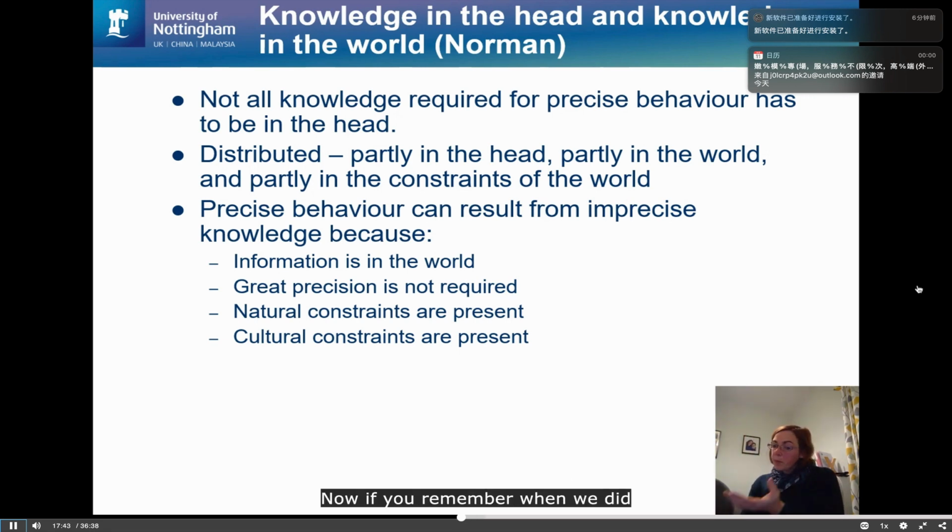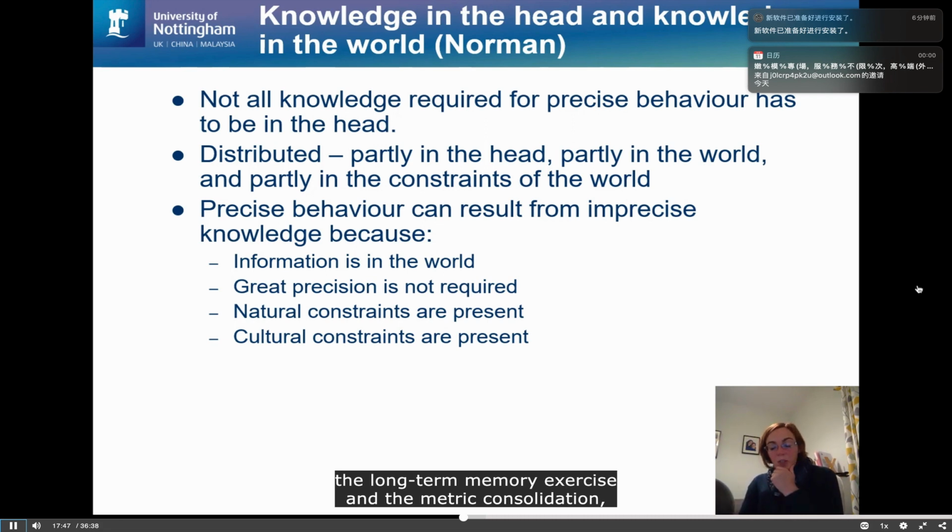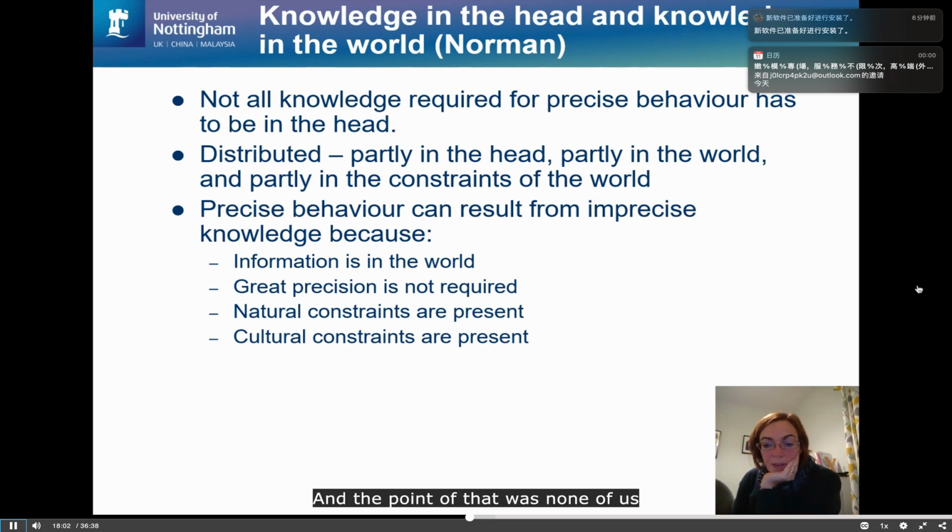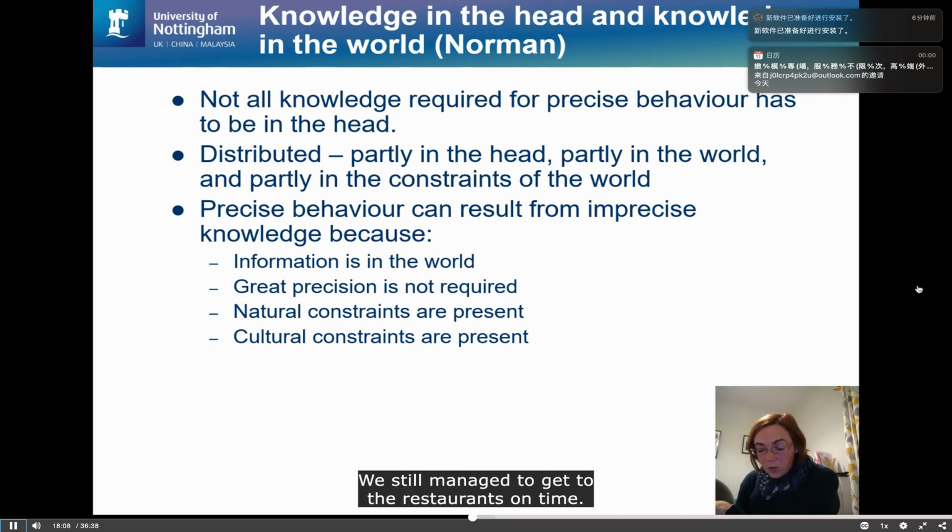Now, if you remember, when we did the long-term memory exercise in the lecture consolidation, I asked you to draw a picture of a coin or to write down the apps on your phone or write down the time when your favourite place opened. And the point of that was none of us were very good at that task, really, but that's okay. We still managed to get to the restaurant on time. We still managed to pay with the right amount of money. We still managed to use our phones.